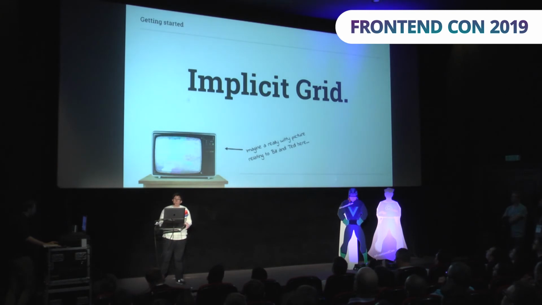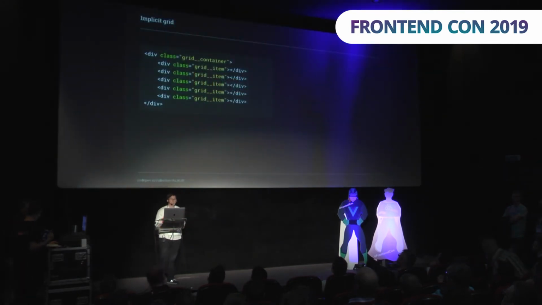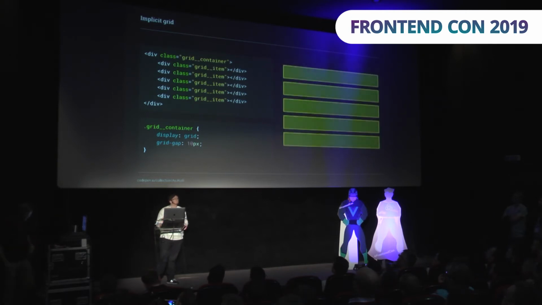So let's start by creating an implicit grid. If we take this container with 5 items inside of it, apply display grid to it, and in this case also grid gap of 10 pixels, you will automatically get a grid, which is pretty neat. This is what we call an implicit grid. We haven't defined any columns or rows yet, so the content defines them automatically for us.